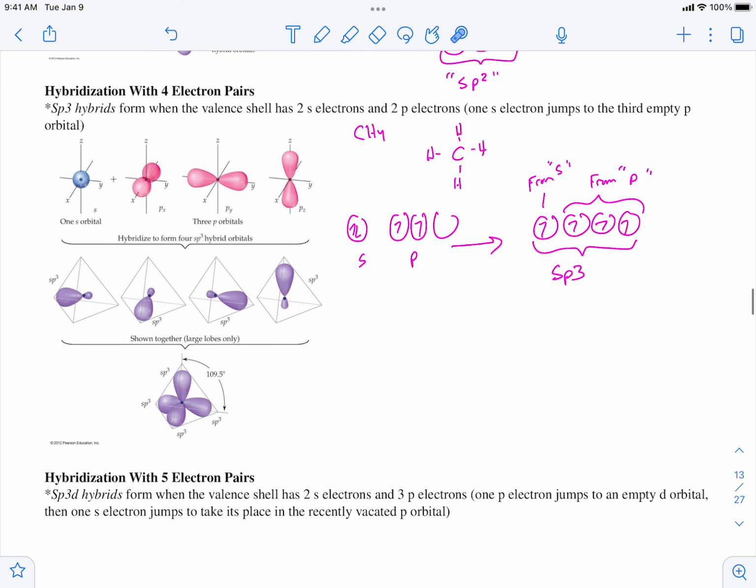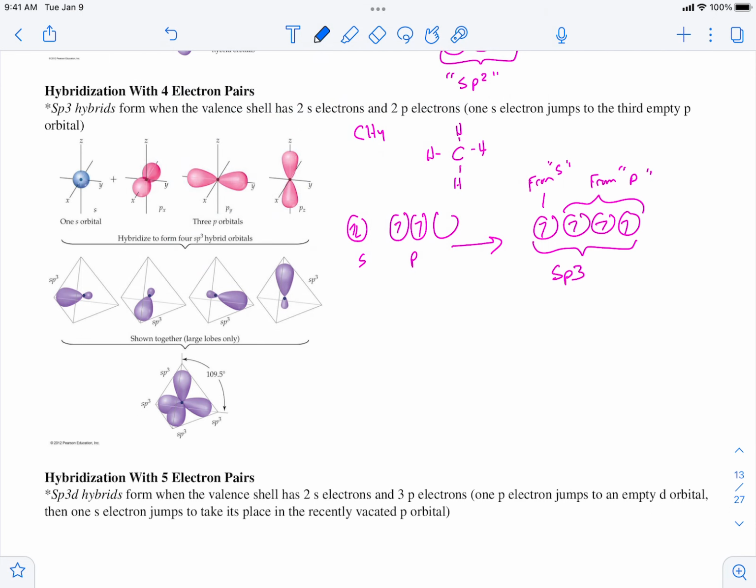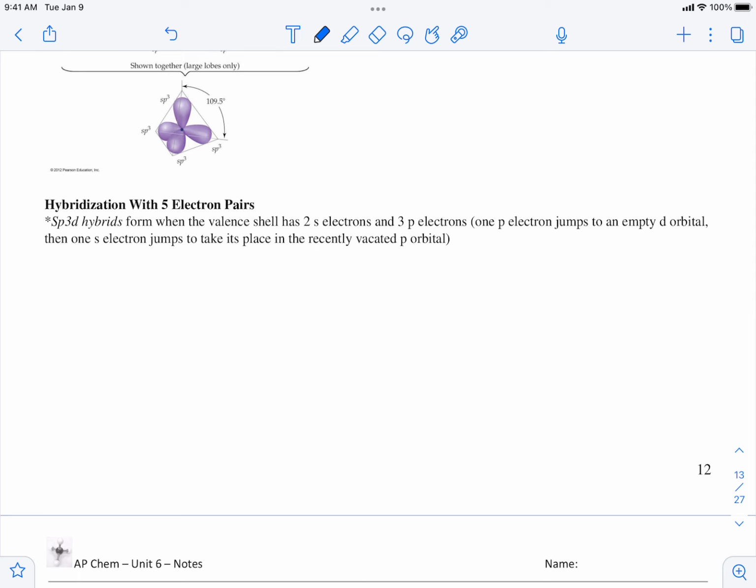Okay, now let's talk about expanded octets, because we did say that you're going to see atoms that have the ability to hold more than 8 electrons, and they can do so if they have access to a d subshell. So let's say we had a molecule like this, PF5. 5 plus 35 is equal to 40. So the Lewis diagram would look like this. You know, octets all around. So we got 5 bonds.